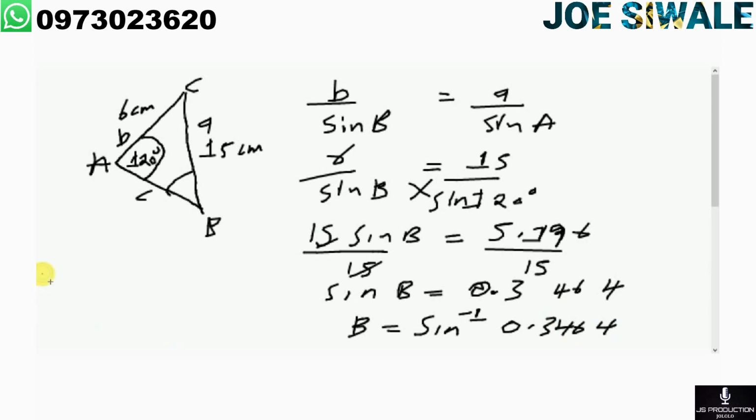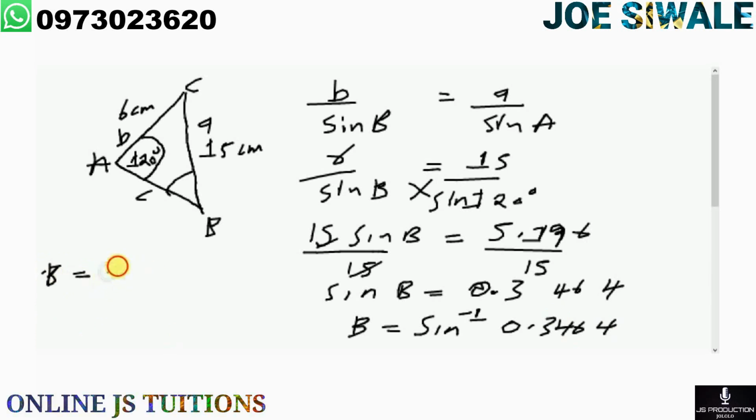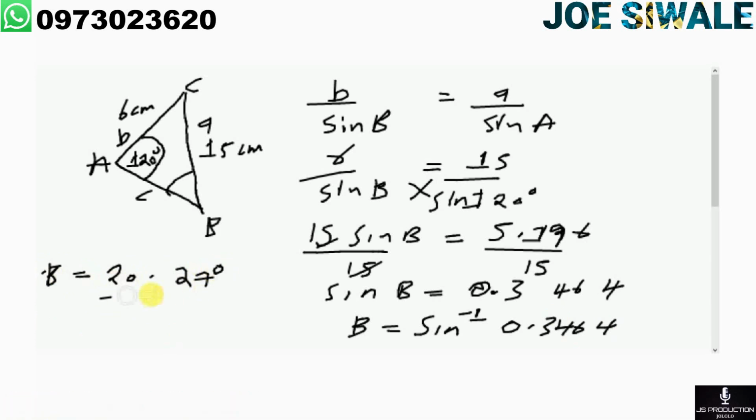So the angle which is at B is equal to sine inverse of 0.3464, which is 20.27 degrees. So this is the angle which is at point B.